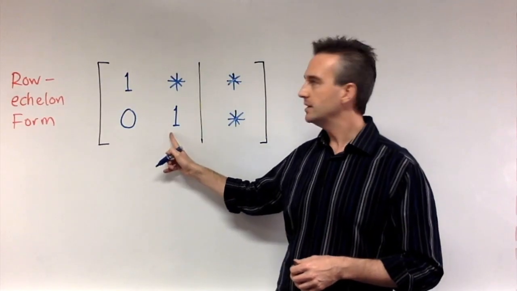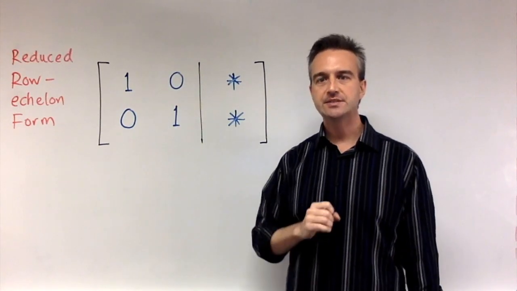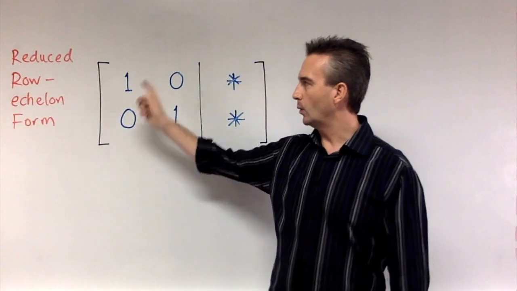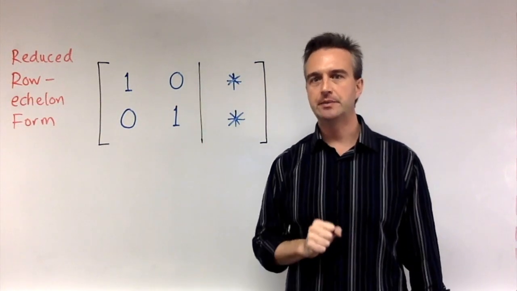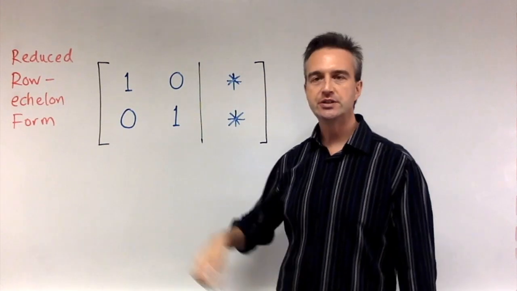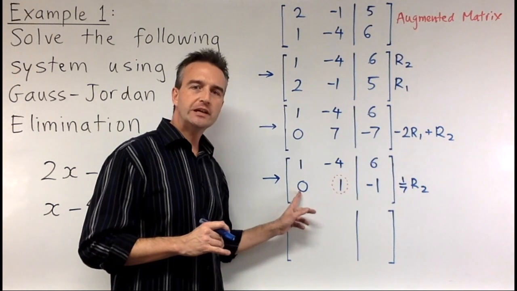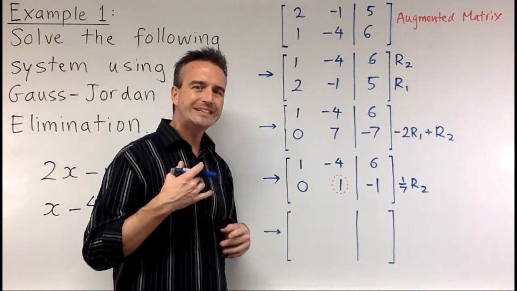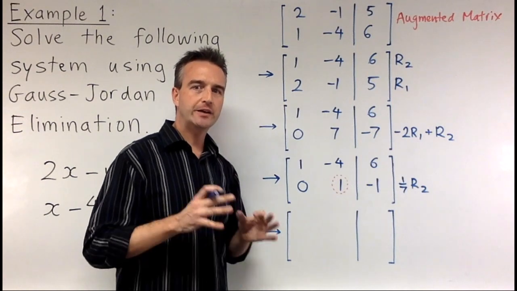We use this 1 to turn this number above it into a 0, like so. And that is actually it. Once we are at this 1, 0, 0, 1 format, we have finished the Gauss-Jordan elimination process, and we have reached reduced row echelon form. Let's give that a try. We've already got our 0 here, so actually all we need to do is to turn this -4 into a 0 as well, and we are finished.